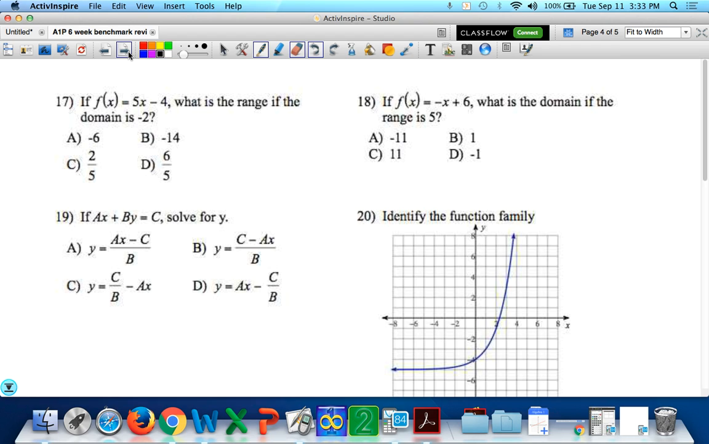17. This problem most people will get. This is the way we like to do these. We like to be given the domain, which means x value. So we just take that negative 2 and plug it in. 5 times negative 2 minus 4, that's negative 10 minus 4, which is negative 14. That's the way we like to do this, okay?